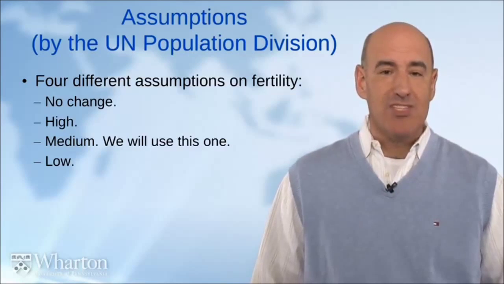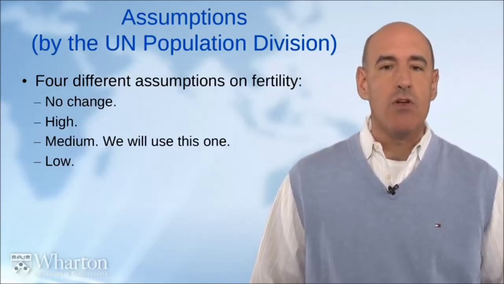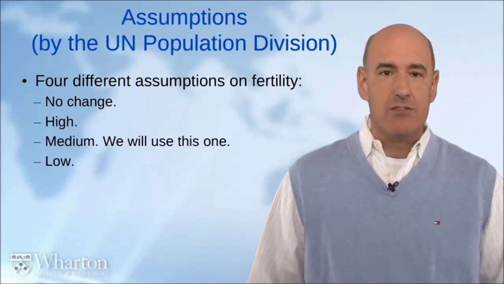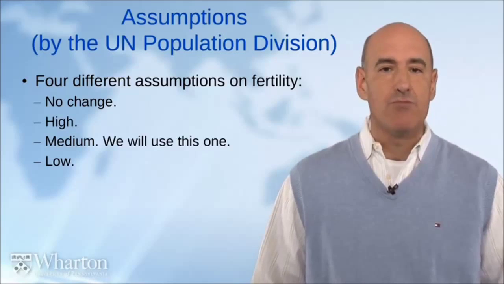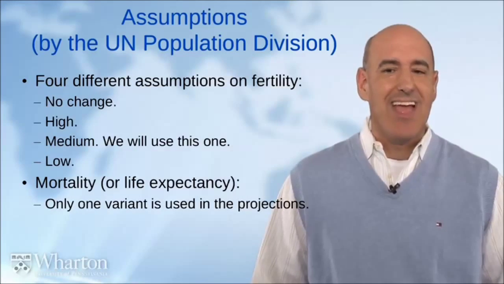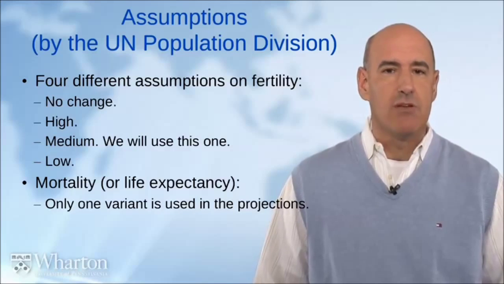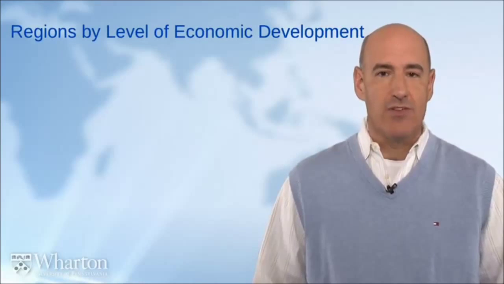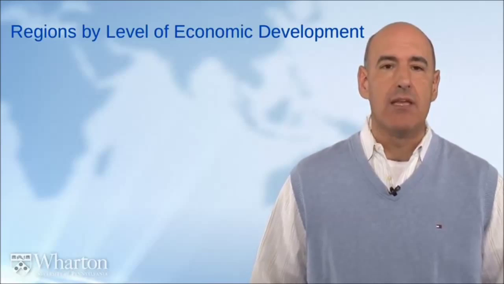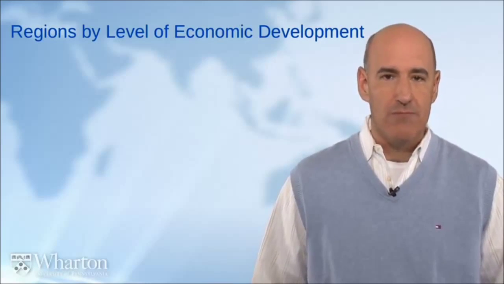For most of the charts and figures that I'm going to show you, we're going to be using here the medium assumption. Now, the United Nations makes only one assumption, one variant, regarding mortality or life expectancy. And we're going to be using the medium assumption as well. Now, it's also important, before I show you the first few charts, that the United Nations uses different categories of countries in order to map and project fertility and life expectancy into the future.